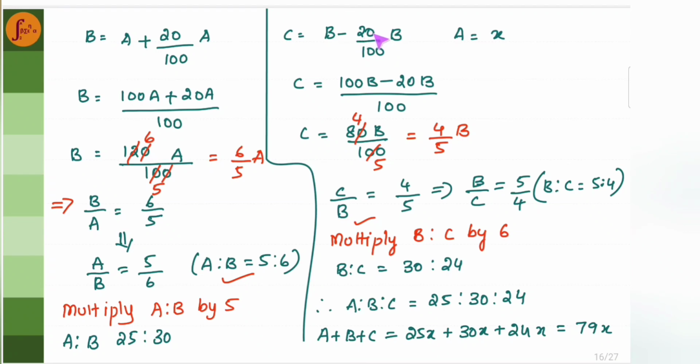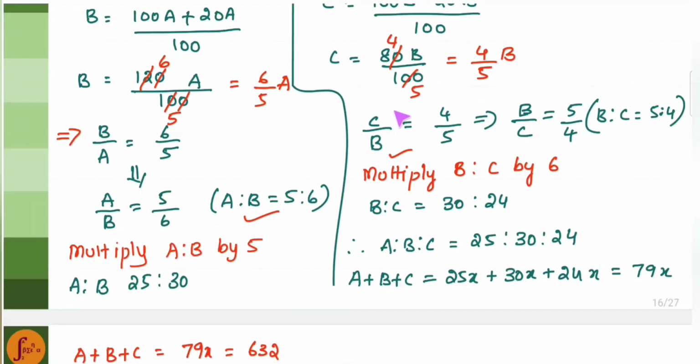So B minus 20% of B is what C will get, right? So C is equal to 4 by 5 B, or you can get it in this form. Instead of putting it as C by B, you can reverse it and put it as B by C. So B by C ratio you have, A by B ratio you have.